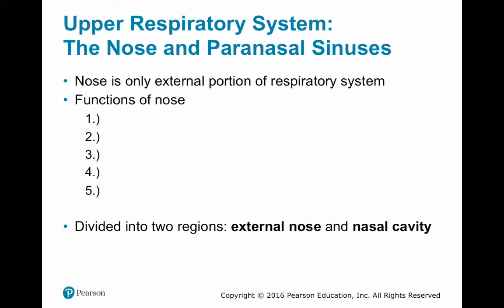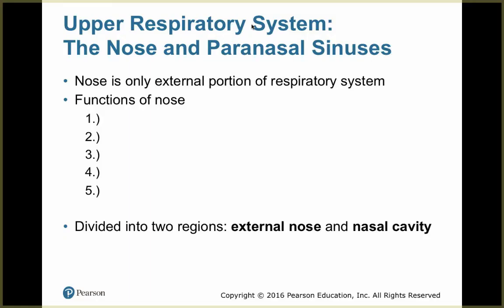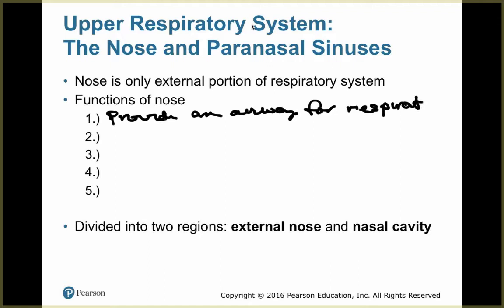Now, the nose is only the external portion of the respiratory system. Everything else is going to be within it, and it has basically 5 main functions. It helps to provide an airway for respiration. It's going to allow us to moisten and warm the air that enters.